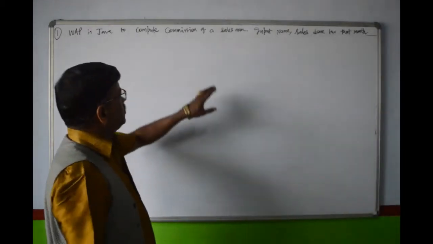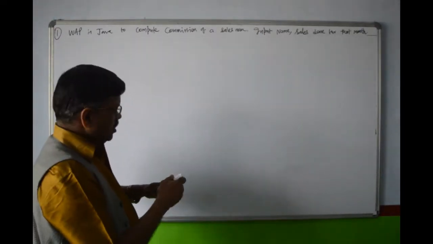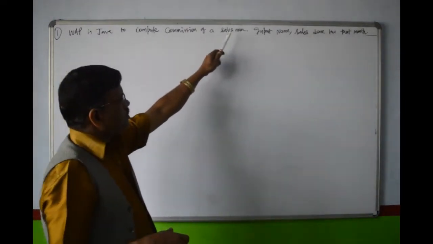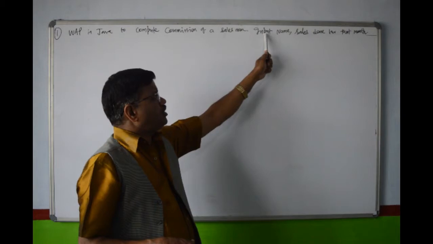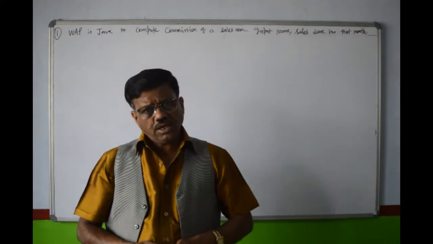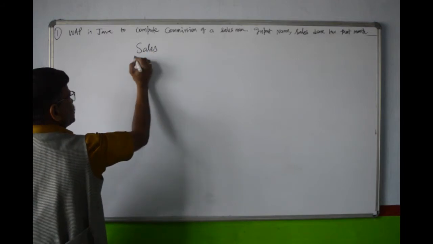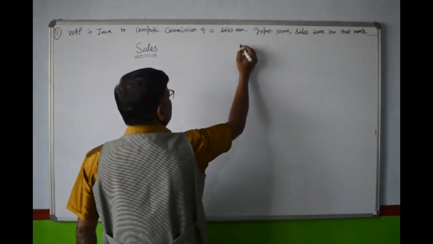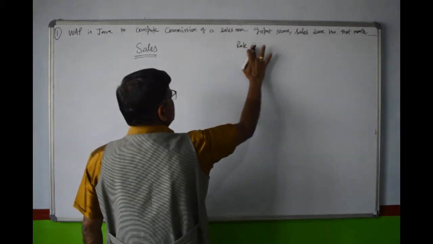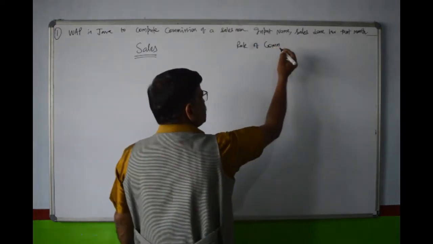I repeat again. Write a program in Java to compute commission of a salesman. What am I supposed to input? Input the name of the salesman and sales done for that particular month. Compute the commission as per the following table, which will illustrate the sales done and the rate of commission.